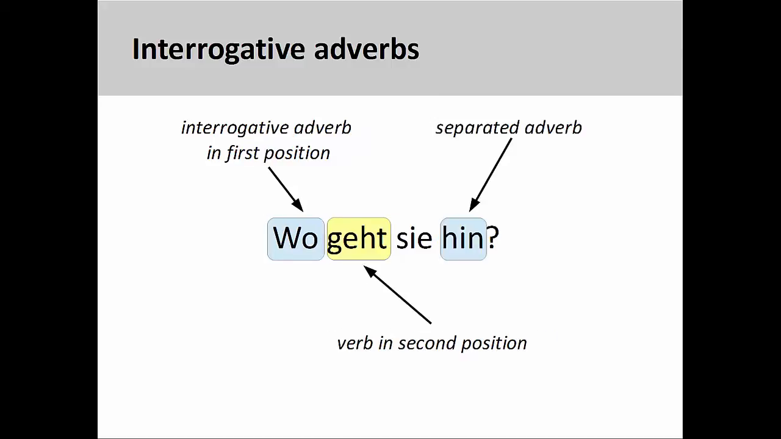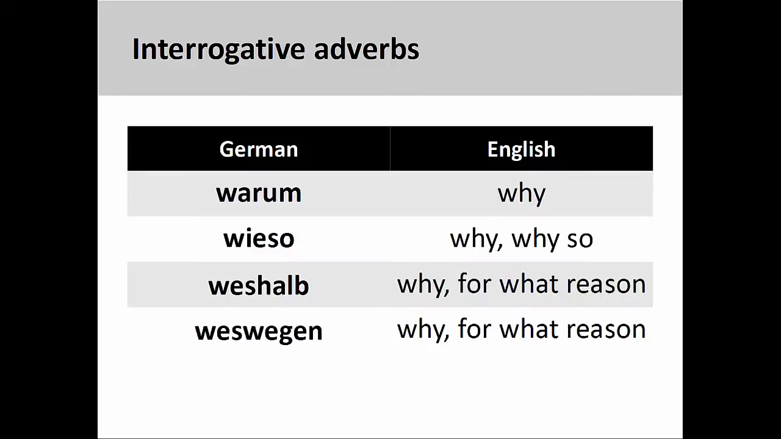It is common colloquial practice to break wohin and woher into two parts, so that the separated adverb hin or her comes at the very end of the question. This separation does not change the meaning of the sentence. Finally, as you see here, there are several different ways of asking what is essentially why. Germans are, apparently, very inquisitive people.